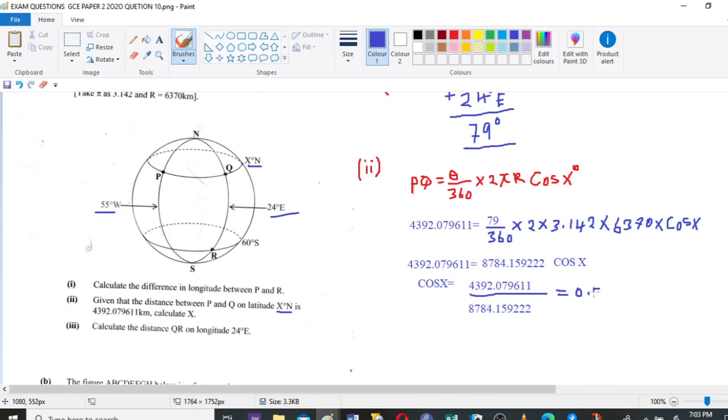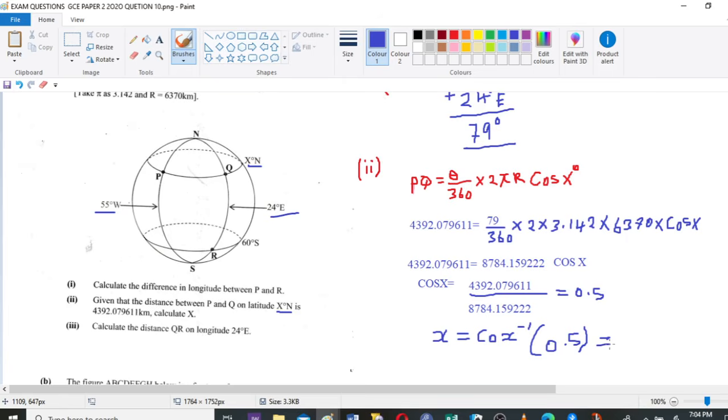0.5. Okay, now finding the inverse of that one, for us to find x, we're going to have x is equal to cos inverse, the inverse of cos 0.5, and this will give us the value of the latitude there.